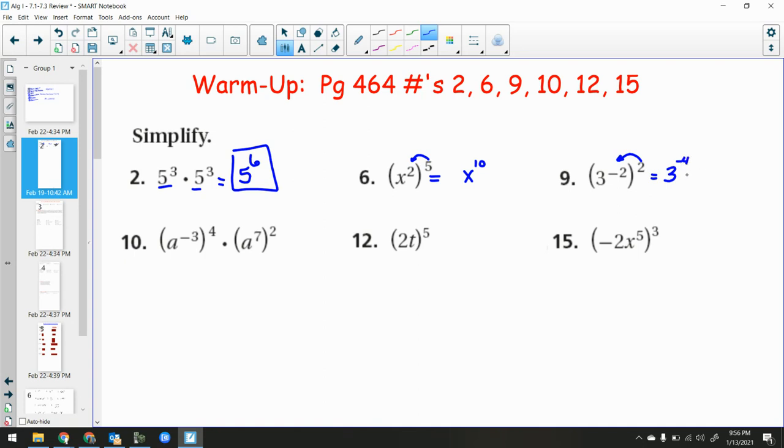Don't forget, you cannot leave negative exponents. So I'll make that 1 over 3 to the positive 4th power. And I believe that's 81. So we'll just call it 1 over 81.